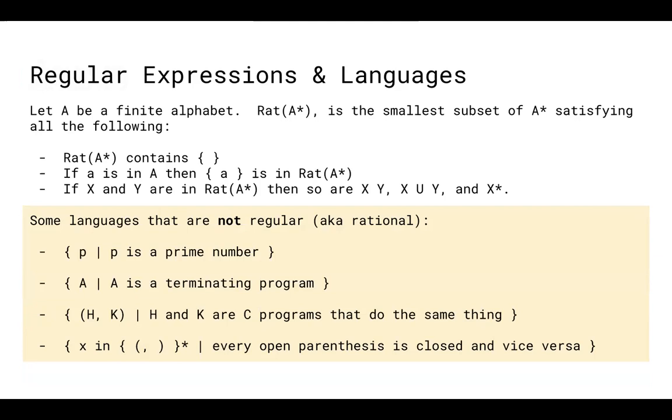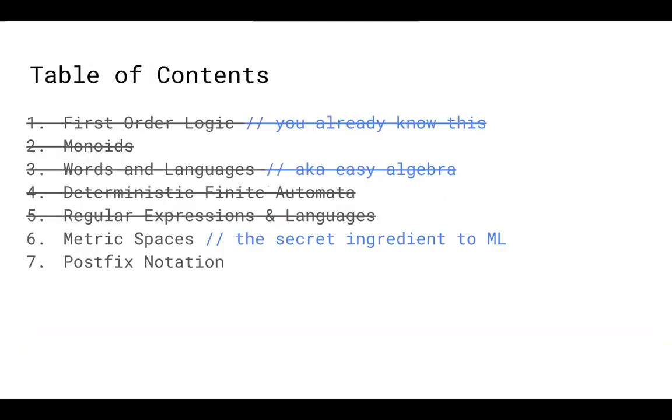So some things are not regular, or are not rational. Examples would be the set of all prime numbers, the set of all terminating programs, the set of all pairs of programs that do the same thing, however you like to define that, as long as it's a reasonable definition, or the set of all strings consisting of opening and closed parentheses, in which every open parenthesis is closed and vice versa. And that last one is an interesting proof we're not going to do, but it is interesting. I think it's actually an exercise in Sipser's book, but it's kind of cool. That suffices to explain what we need to cover for regular, AKA rational expressions and languages.